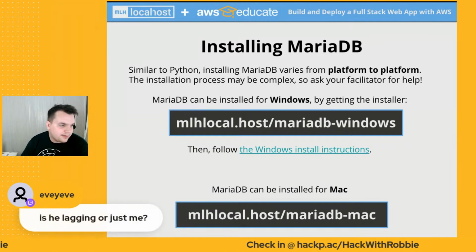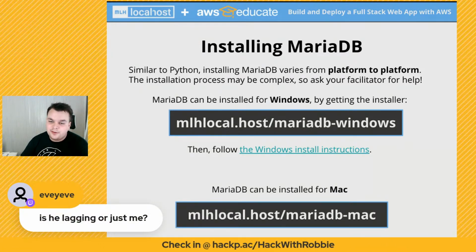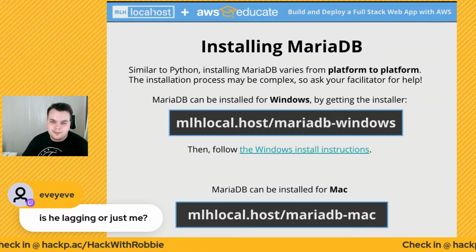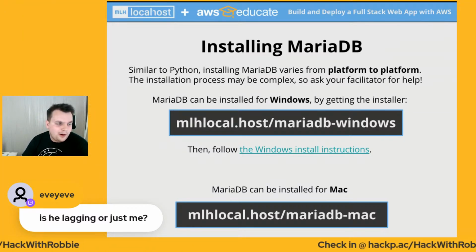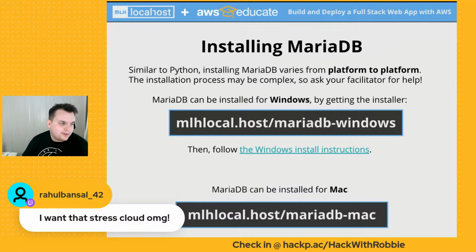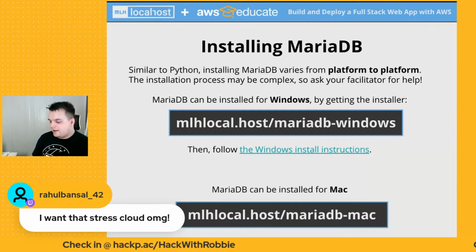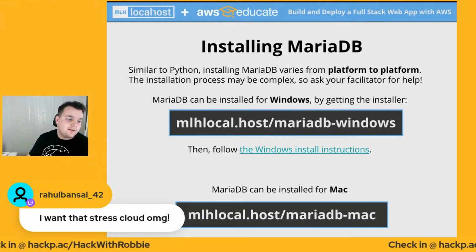More good questions. Am I lagging? It's very possible. Like I said, my internet here is 5G based, so it's basically like being on a personal hotspot all the time. So apologies for that. I want the stress cloud. Hit me up on LinkedIn. I'll refer you to work at AWS. I get a referral bonus. You get a stress cloud. Everybody wins.